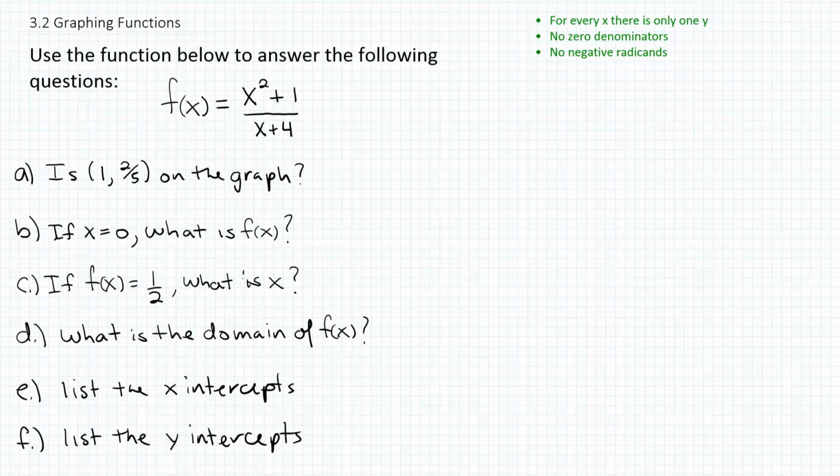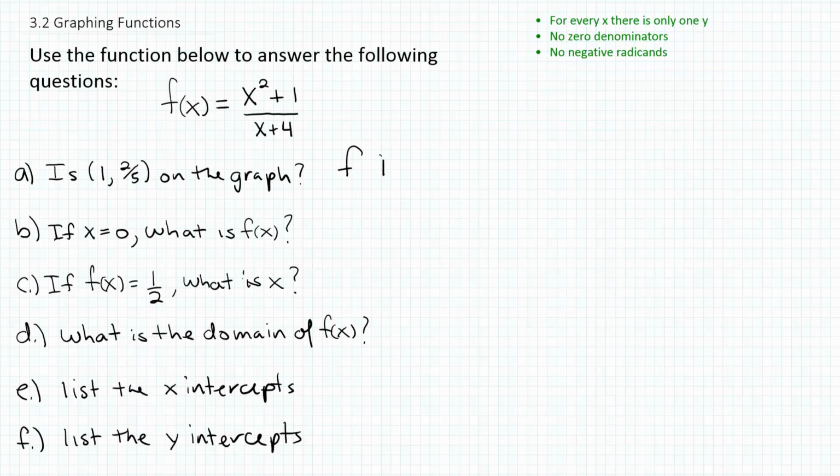Use the function below to answer the following questions. f of x is equal to x squared plus 1 over x plus 4. So the first question they ask us is, is 1, 2/5 on the graph? All right, so let's plug 1 into the function. We're going to put this in for x, and we're going to see if essentially we get the answer 2/5 when we're done doing that.